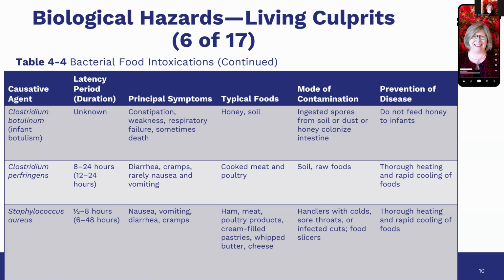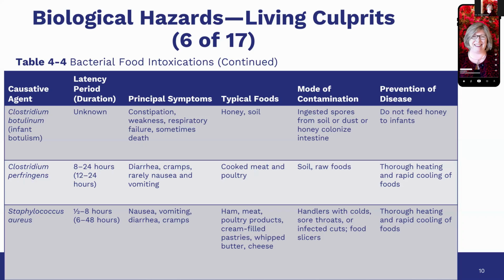That's something that you learn in nutrition. Up to the age of 1, infants don't have the immune system to handle the spores that could be found in honey. You have Staphylococcus aureus, and these have some similar characteristics. How you prevent the disease: for infant botulism, you do not feed honey to infants.